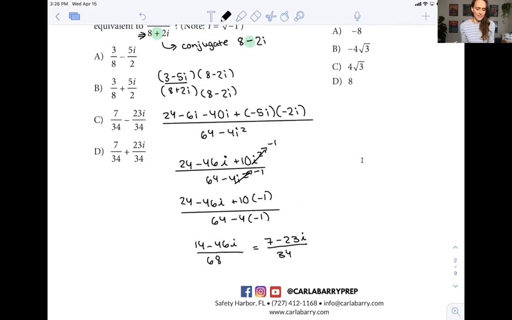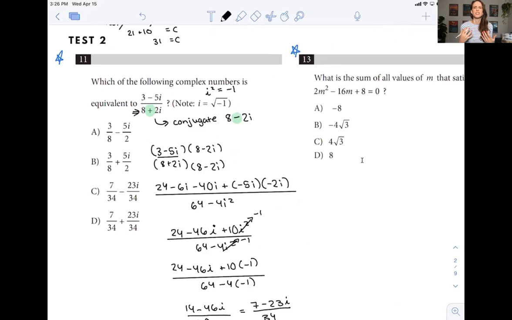So on the SAT, usually when they give you questions with imaginary numbers, they're just going to ask you to basically combine like terms. It's pretty rare to see a question like this one specifically on the SAT no calculator section. It is possible though.